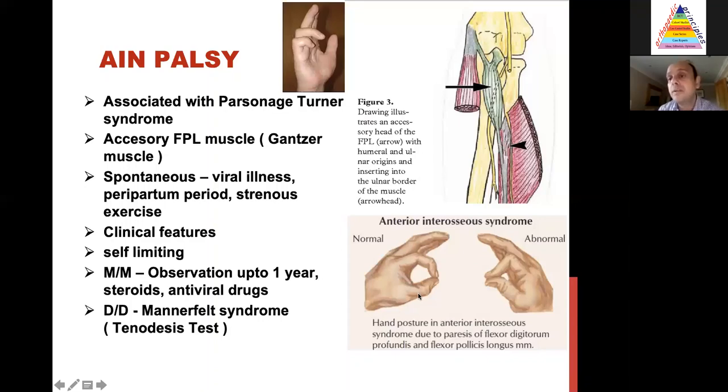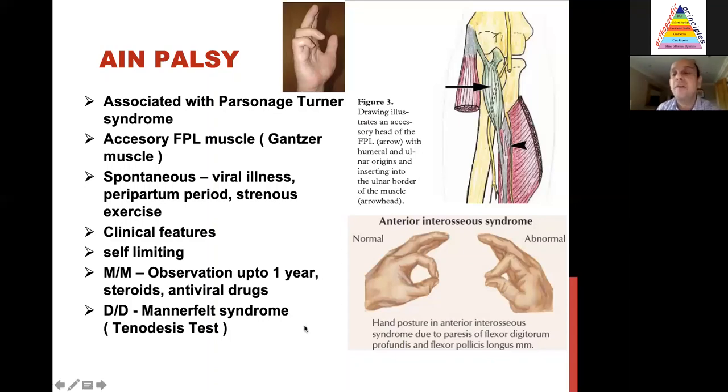So how to distinguish between Mannerfelt and AIN? In AIN, tendons are intact and the tenodesis effect works on a fixed length of tendon. So in AIN palsy, if I show you on my hand, if I extend my wrist, my thumb and my index finger will automatically flex. But if I flex my wrist, my thumb and index finger will extend.